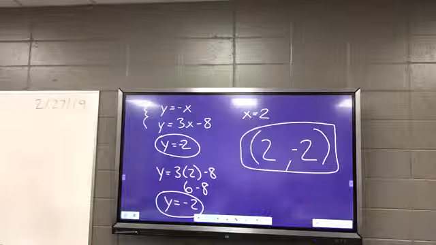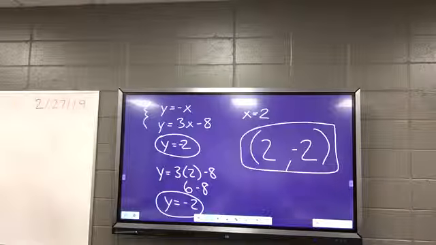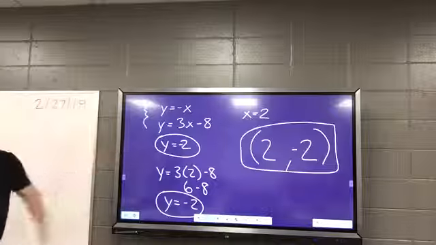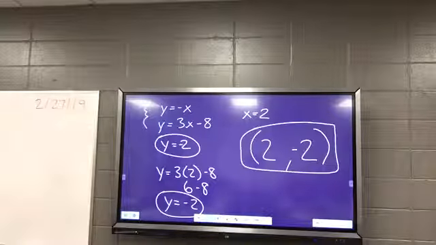Yes, sir? Would you provide a graphic? Yeah, I'll give you a grid. Nice little tick mark. Yeah, I know. Tell me about it. It's hard to graph without the grid.